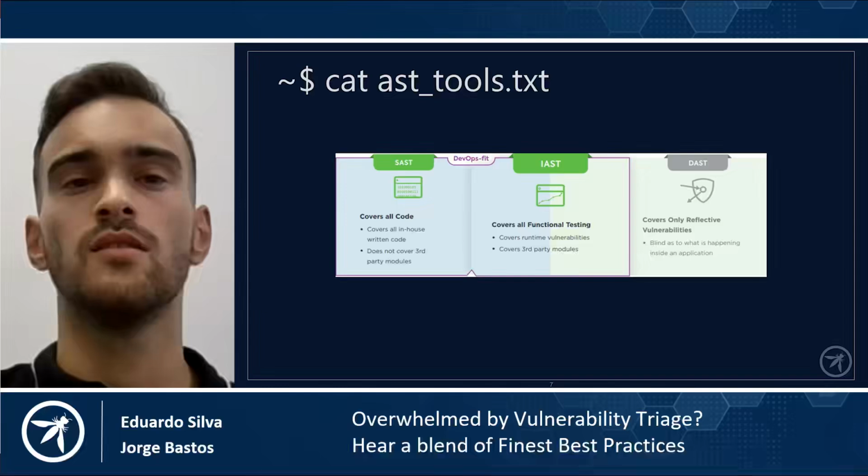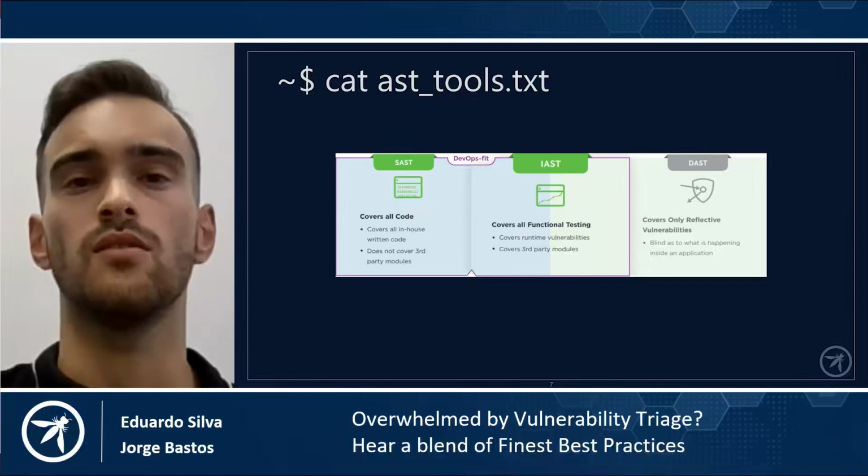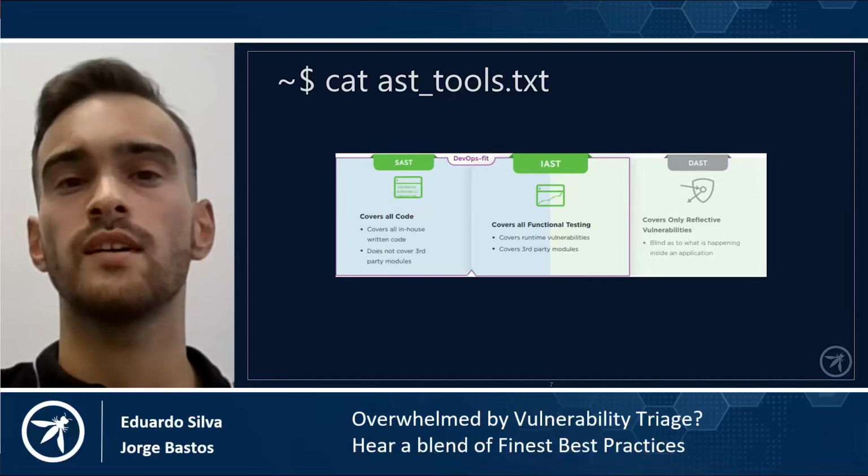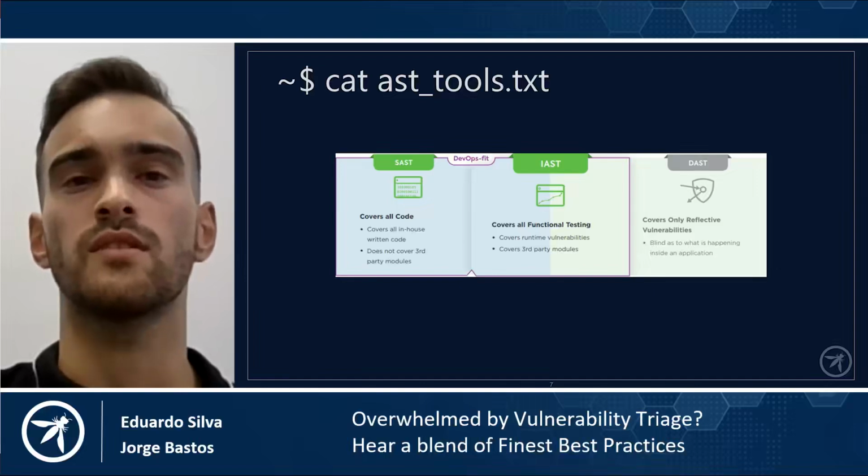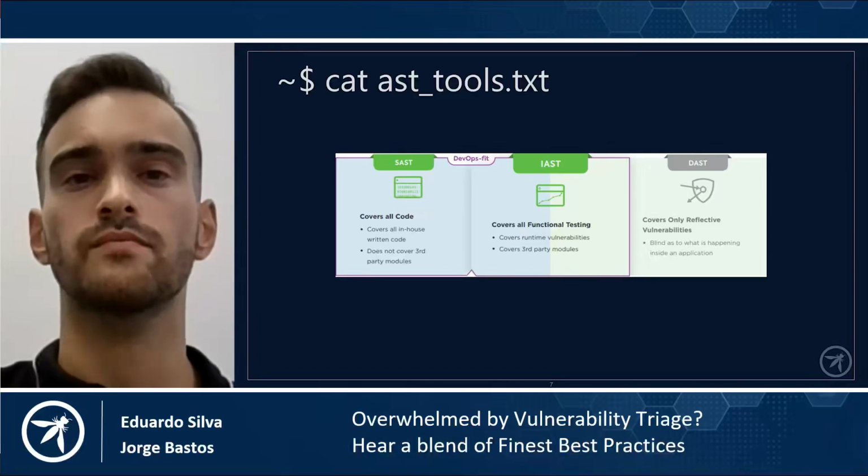About SAST, on one hand, it scans all the application code developed by the programmers. On the other hand, it is not able to scan third-party code because their code is only available at runtime.